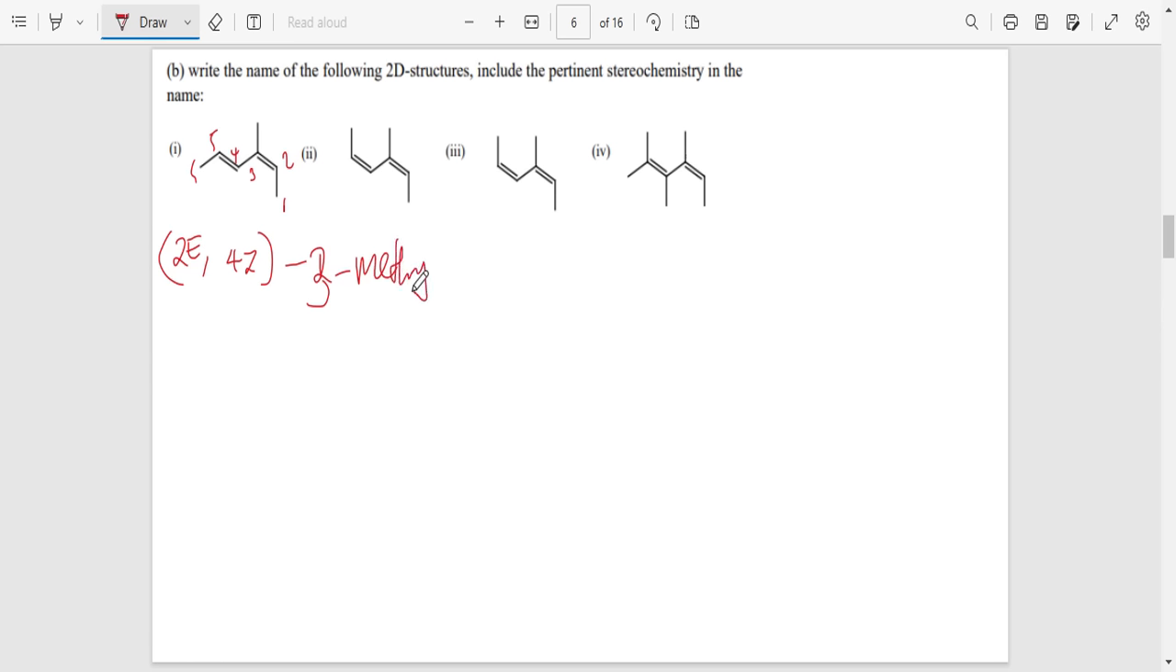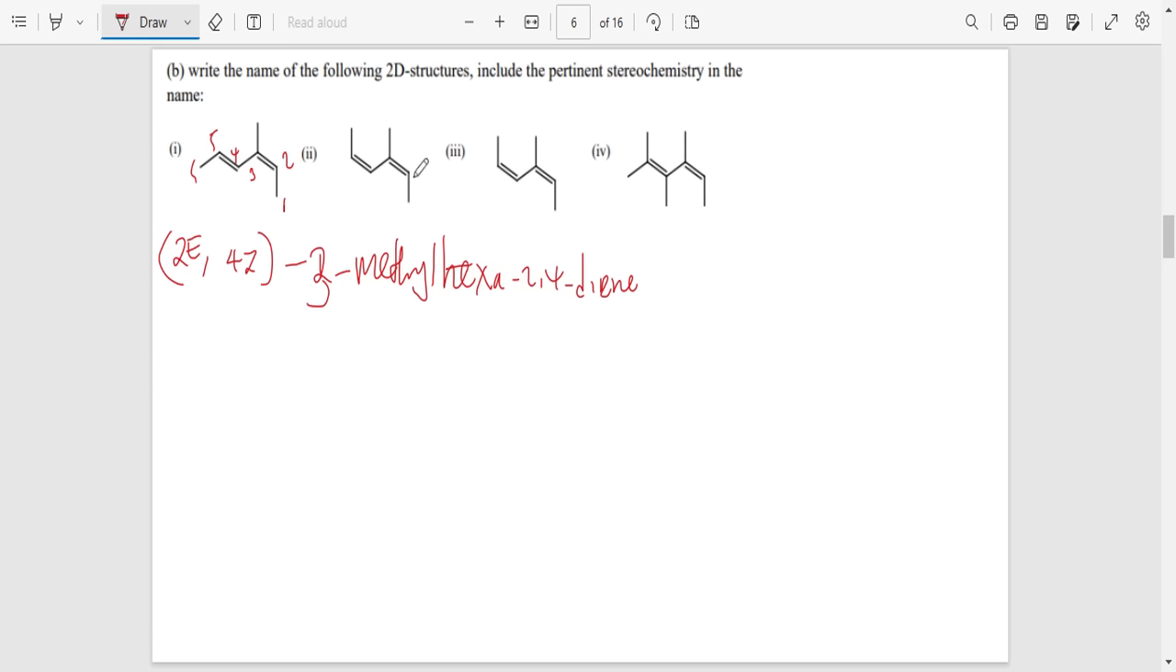When you separate a number and the letter, use a dash. And then at position number 2 and 4, I have got double bonds. I can write 2,4-hexadiene, or I can say hexa-2,4-diene. Or I could have written 2,4-hexadiene. So either way that we want.